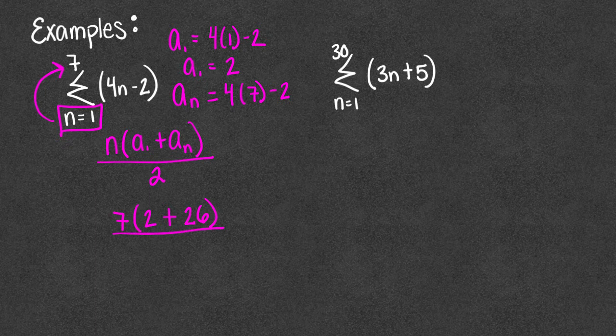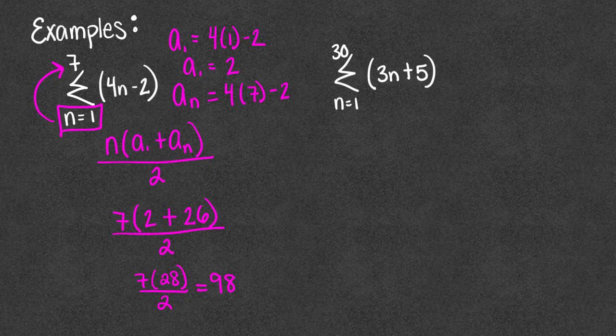So I've plugged my values into my formula. Now I just need to simplify this expression. So 2 plus 26 is 28. So I'm going to do 7 times 28 and then divide that by 2. The sum of this arithmetic sequence is 98.